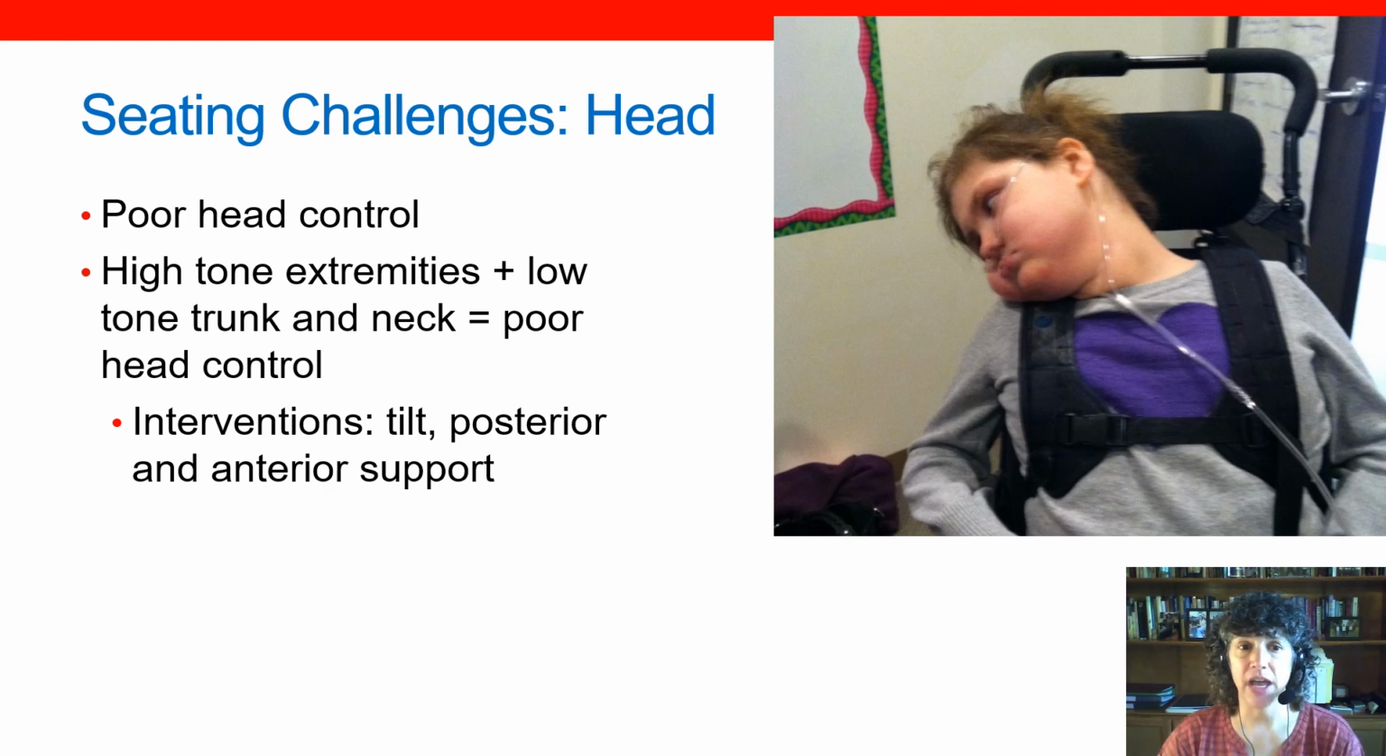Seating challenges at the head. Many of our clients, even who have very high tone in their extremities, do not have good head control. And the challenge here is that the head can fall forward, to the side, or rotate to the side. We may need to tilt the entire seating system to provide some help from gravity to aid this person in keeping their head upright. And we can provide support posterior to the head, lateral to the head, and even anterior to the head.